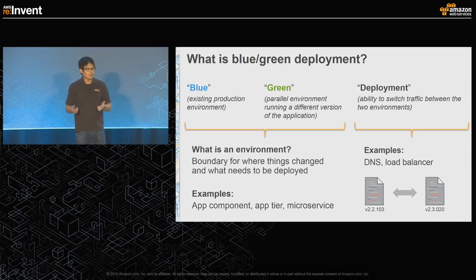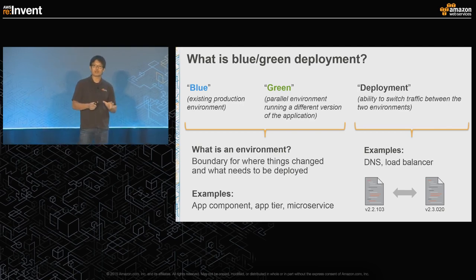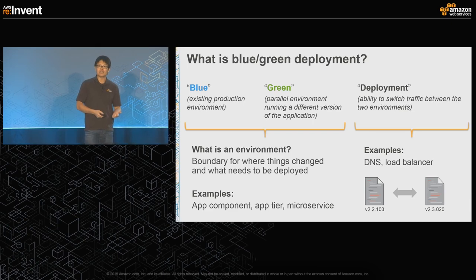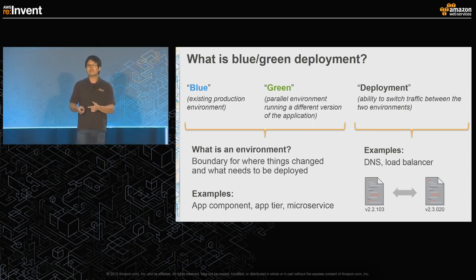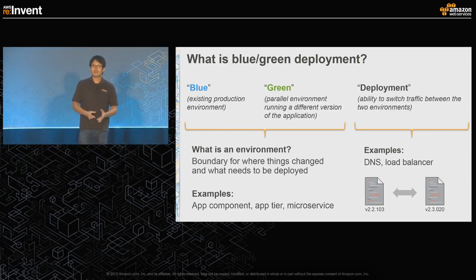So some examples of the traffic switch capabilities, you can use DNS and load balancing, and you'll see this in the patterns as we progress through the presentation. So looking at the blue and green environments, we're going to refer to environments quite a bit throughout the presentation. And we define environments as where things have changed and what you need to do to make those changes live in production. So for example, this could be a small component of your application, or it could be as wide as a full tier of your application.